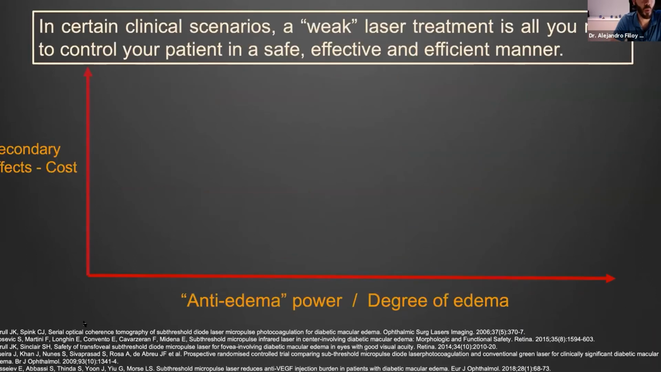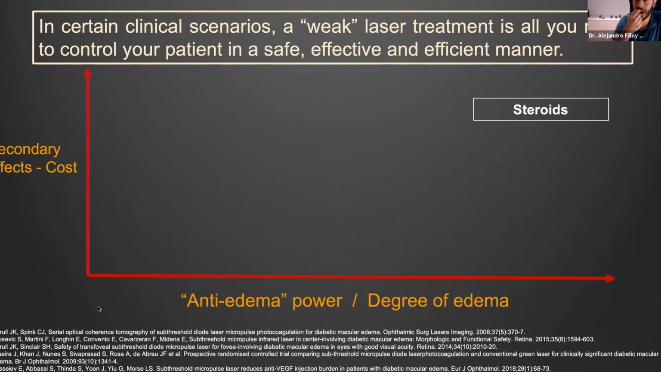All right, first of all, why? Unlike central serous, in the case of diabetic macular edema, we have a huge variety of choices, quite widely available and quite proven to be effective. So in order to illustrate my point, I have made up this graphic. Do not look for any mathematical consistency in it. It's completely made up. First, I have related the anti-edema power, or the degree of edema you're facing in every situation, with the secondary effects and the cost of every option.